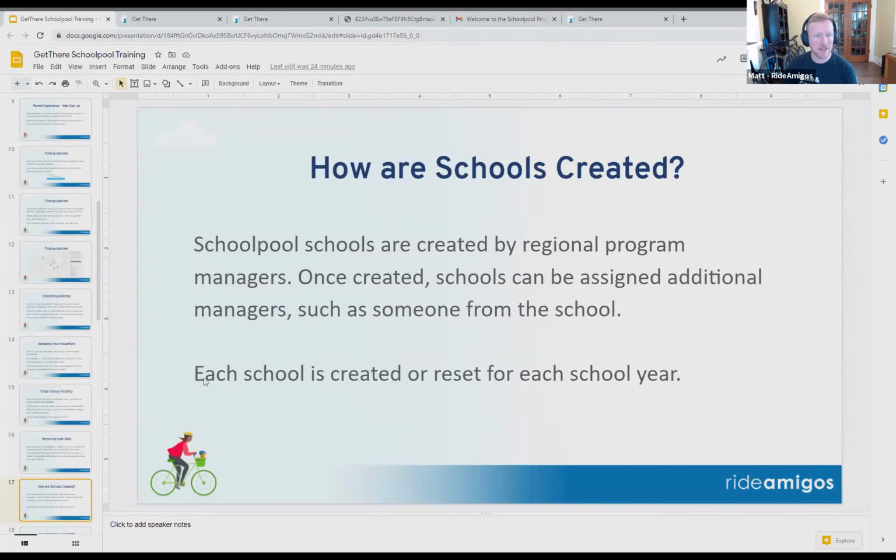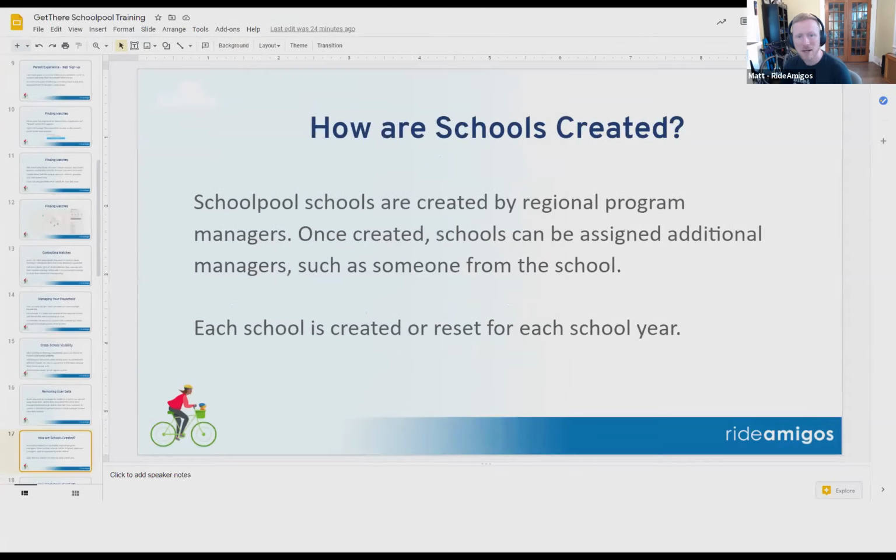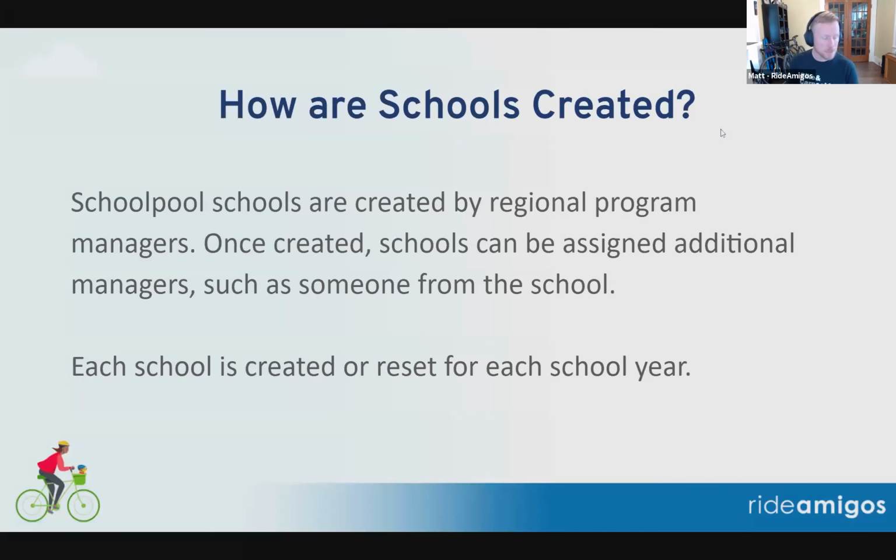So let me jump back into the presentation mode and we'll talk about how schools get created. The initial creation of the school is handled by one of the regional program managers. Those of you who have that top level advanced network or administrative access will have the ability to create schools. And once those are created, then you can explicitly assign additional managers to that school. Often that is someone from the school that might be helping to administrate that program.